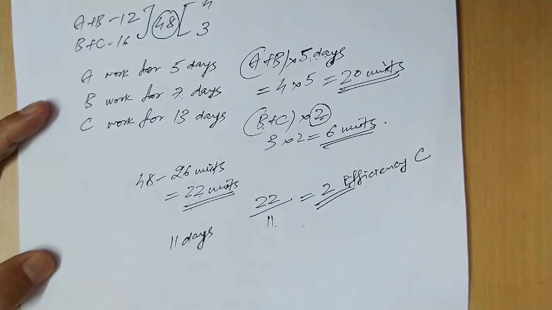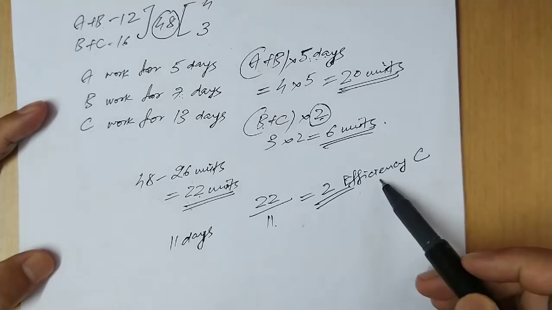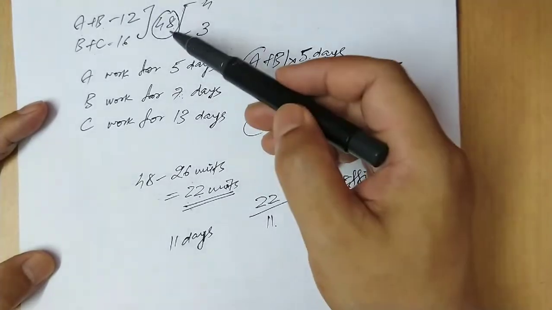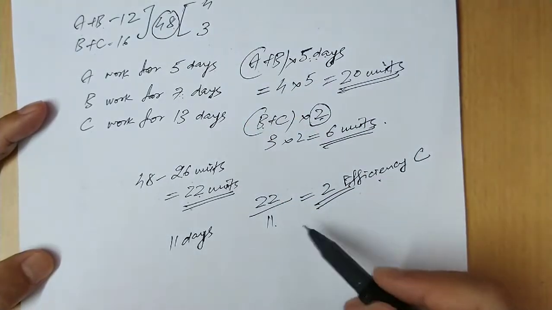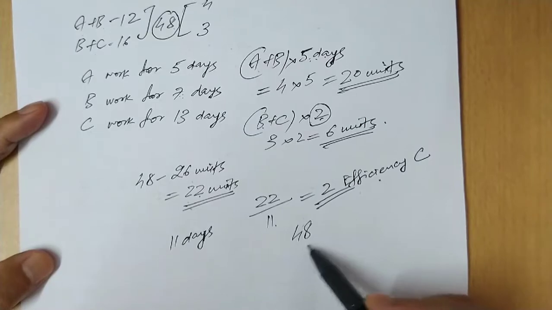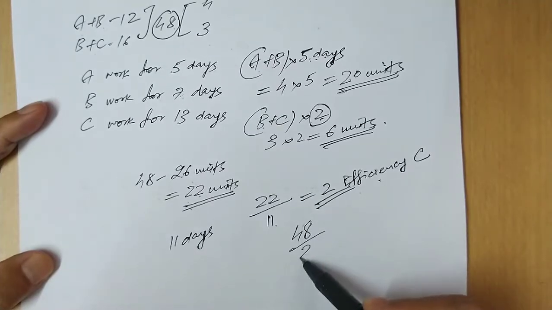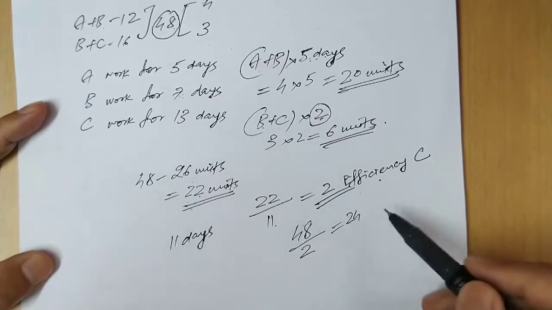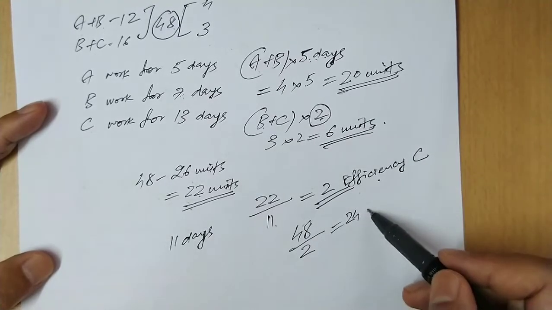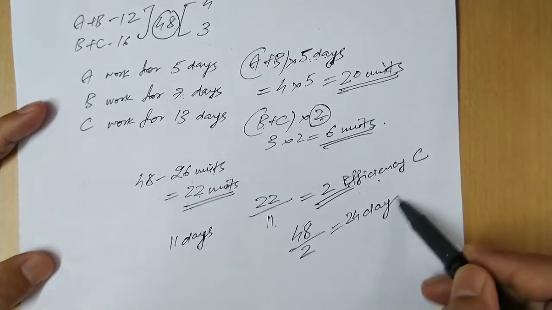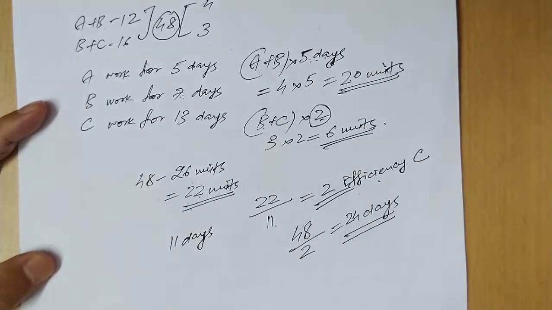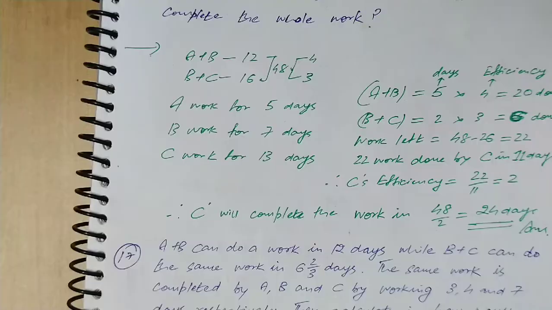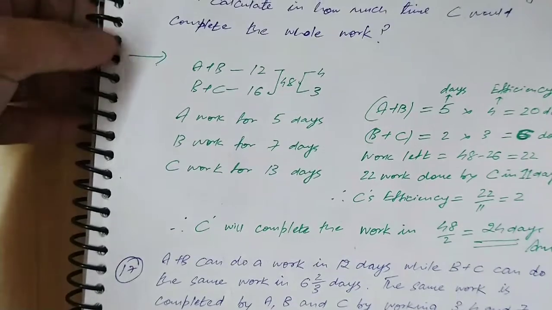So the question is, in how much time C would complete the whole work? We have got the efficiency of C, we have got the total work. So now it's very simple. 48, which is our total work, divided by efficiency, which is 2, C's efficiency, we will get 24. So C will require 24 days to complete the whole work. Alright, moving on to the next question.